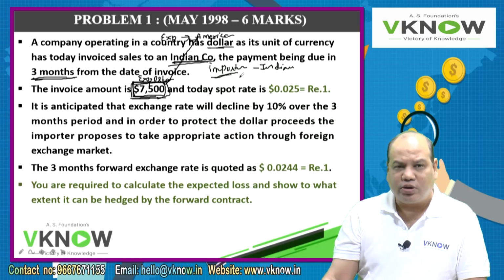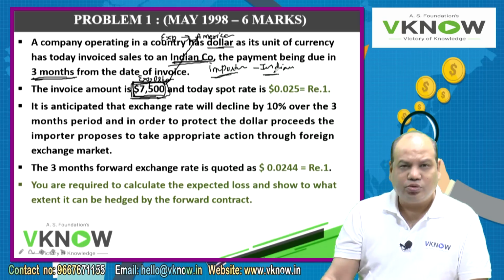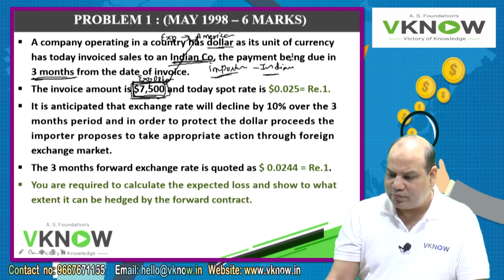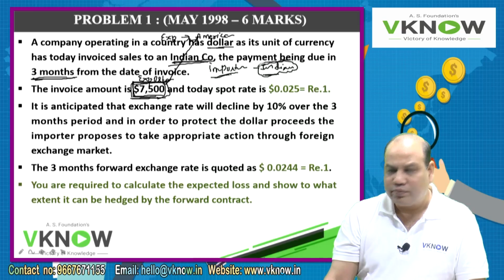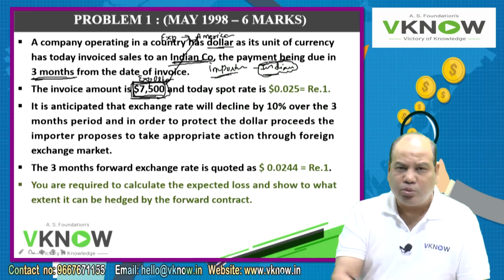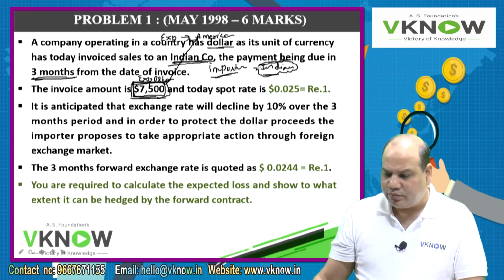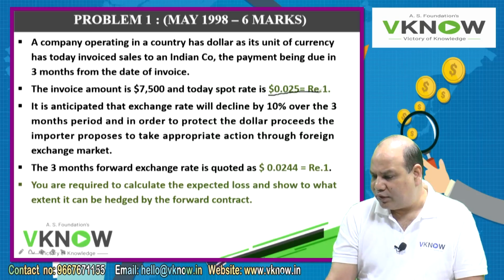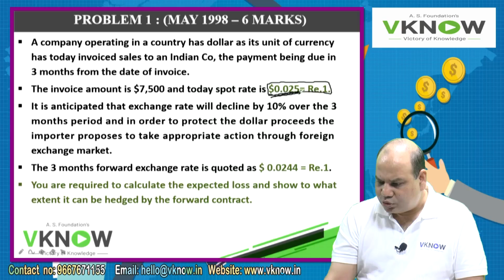It is the Indian importer who has to convert rupees into dollar. So it is his risk, and if the rate of exchange changes, he might have to pay more rupees per dollar. And today the spot rate is dollar 0.025 equal to rupee 1. Dollar so much per rupee is given.